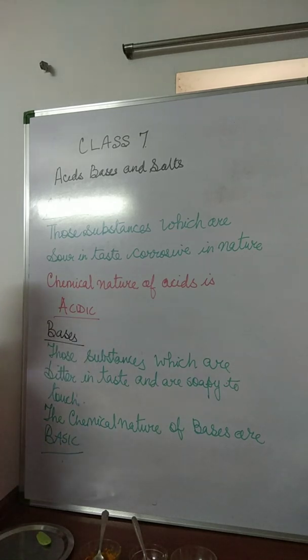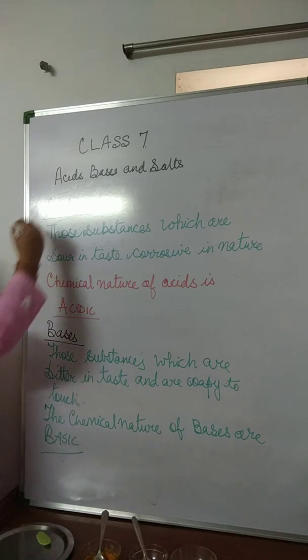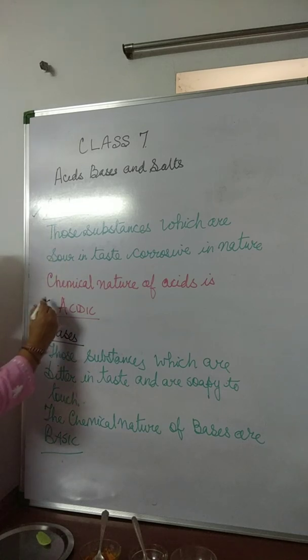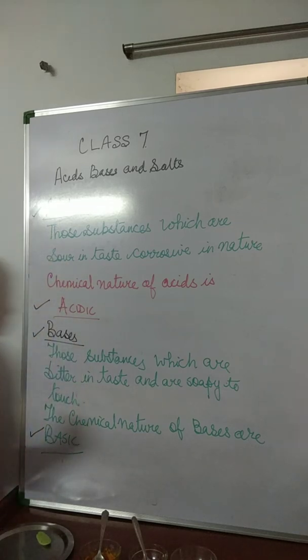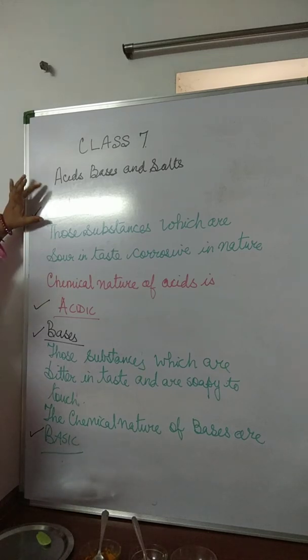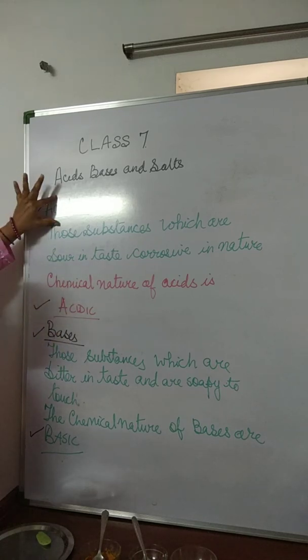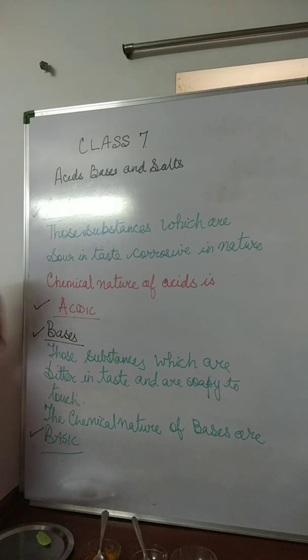Now we have four terms that you should know: acids, acidic, bases and basic. You should know the difference between the terms acid and acidic. Acidic is a chemical nature, and an acid is a substance which is sour in taste and corrosive in nature. On the other hand, we have bases, those substances which are bitter in taste and are soapy to touch. The chemical nature is basic.